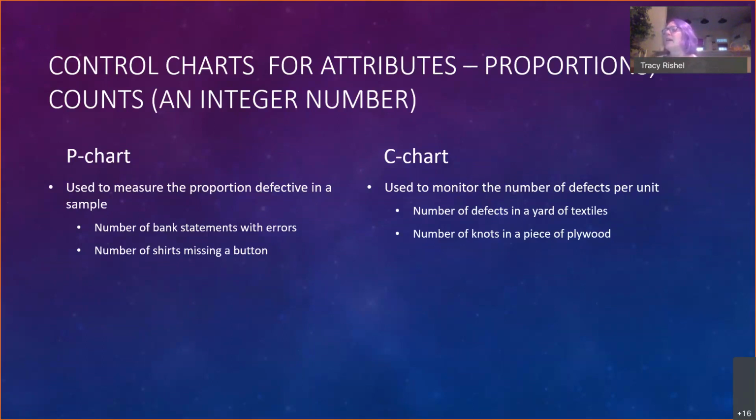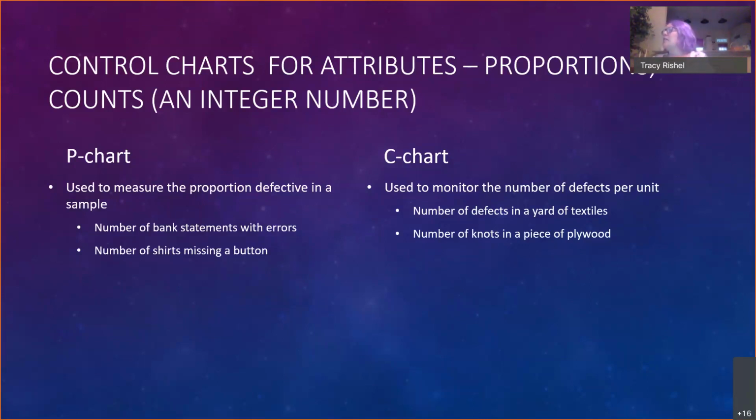So let's say that our sample size is 100 bank statements. We look through 100, we find 5 that have errors. So the proportion is 0.05, 5 out of 100 bank statements. We look at them tomorrow. We take a sample of 100 and we have 10. So now we have 0.1 as our proportion. And again, number of shirts missing a button. If we took a sample of 20 and we counted 2, then we could calculate the proportion and plot those.